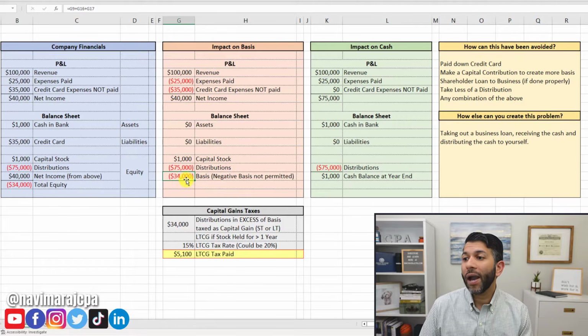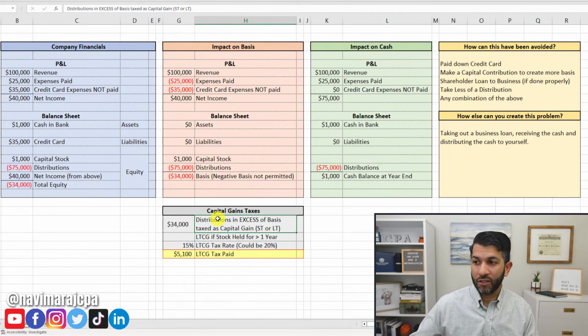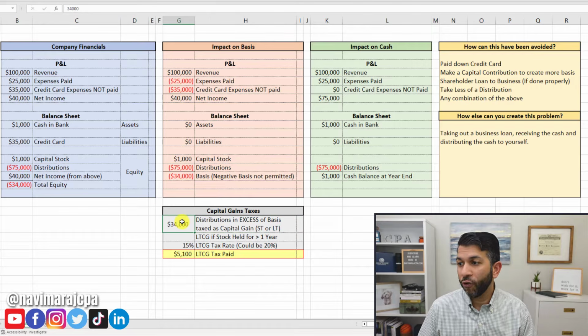So now you technically have a negative basis situation, but with an S corporation, basis cannot go below zero. So what you've actually done is reduced your basis down to zero, and you have something called distribution in excess of basis. It's $34,000, and this is taxed as capital gains. Could be short-term capital gains or long-term capital gains.